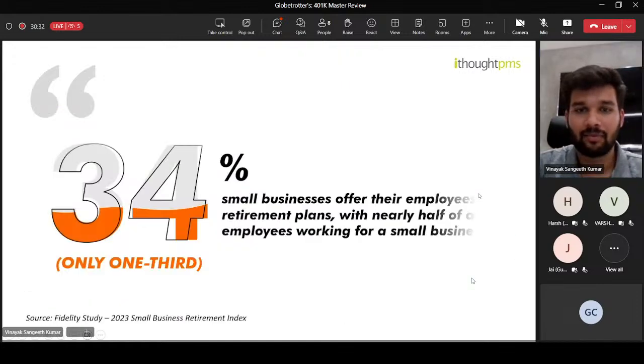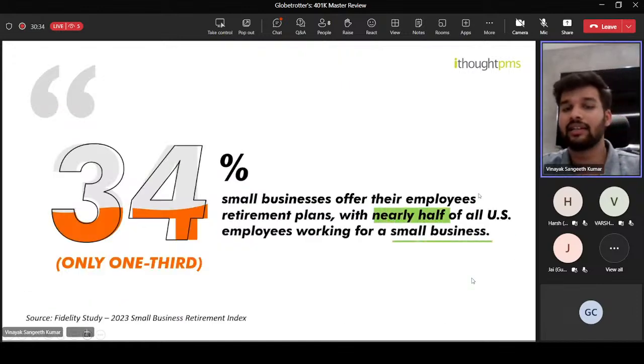Okay, 34% of small businesses offer employee retirement plans, right? Nearly half of US employees are also working for a small business. So only one third have access. What about the remaining two thirds? Where should they go and contribute, if, for example, your employer is not sponsoring or providing you a 401k plan?